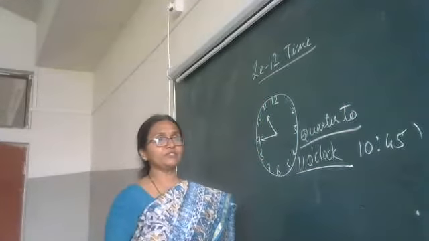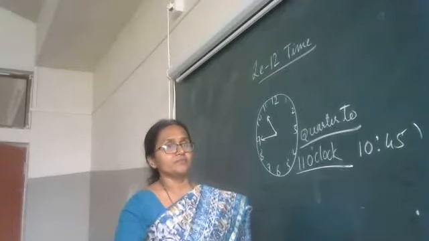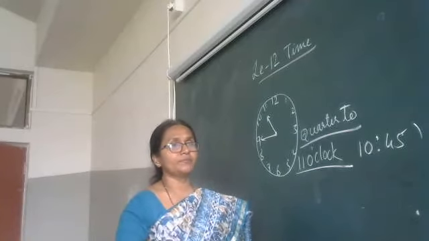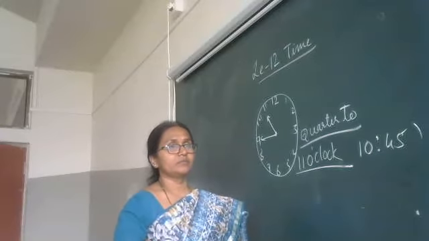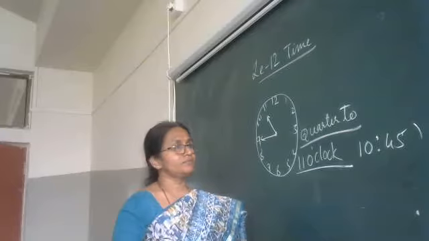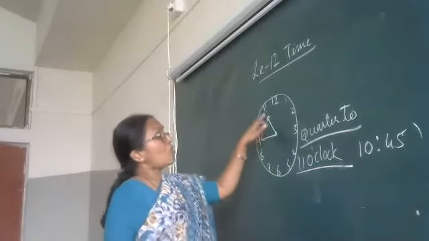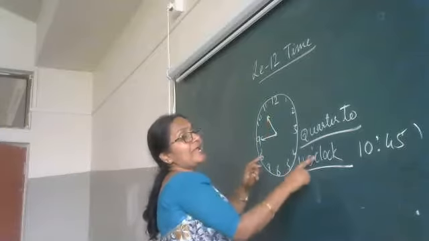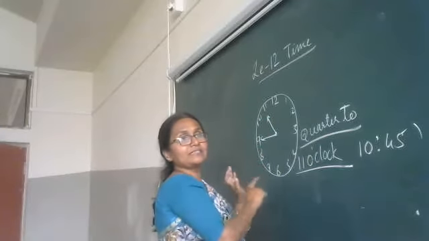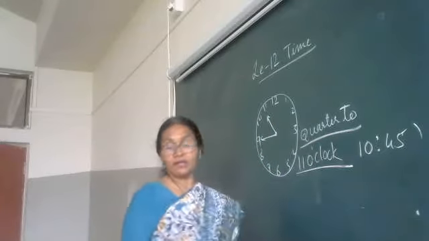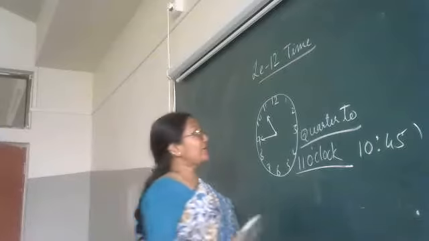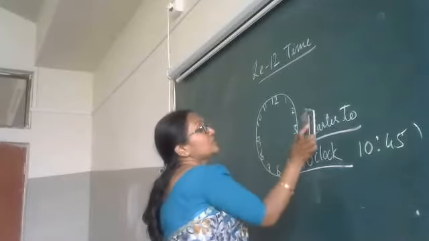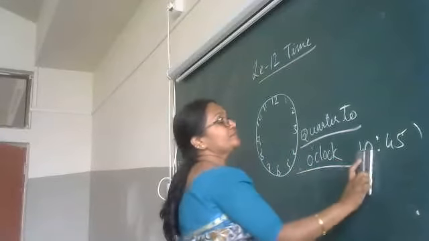10:45. Understood? Understood all of you? Quarter to 11 o'clock means 10:45. What is it? 10:45. Got it? Now tell me the next time. Tell me, I will write down the next time.